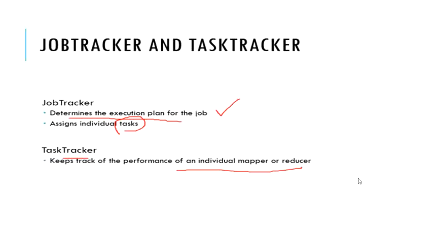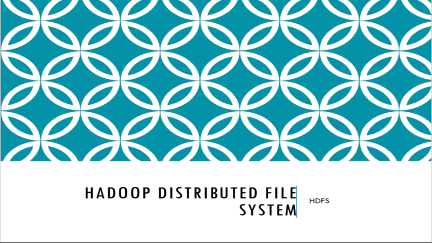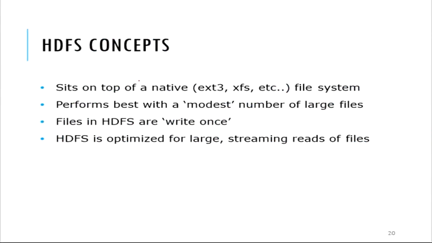The fifth node, which was the data node, simply holds a cluster or a set of data for our Hadoop distributed files. Next, let's see what the Hadoop distributed file system contains. Some of the basic concepts, let's start off with these. Now, this sits on a native X3 XFS file system.